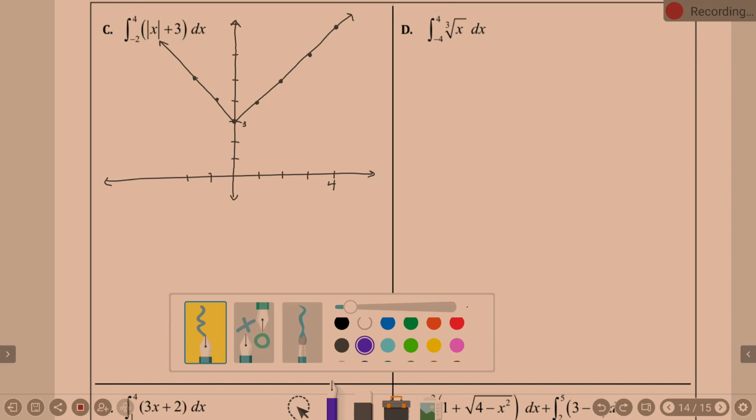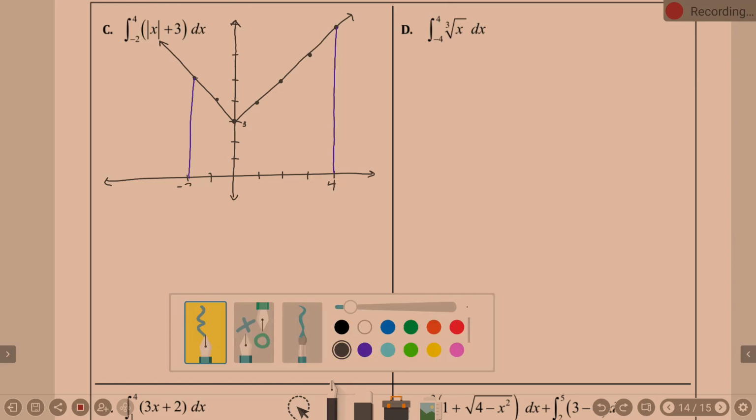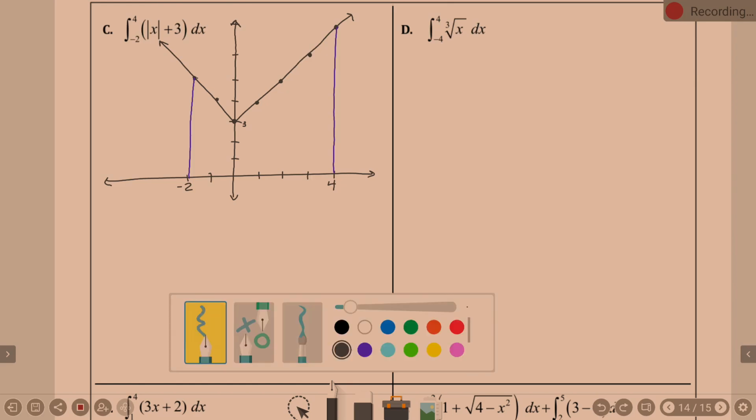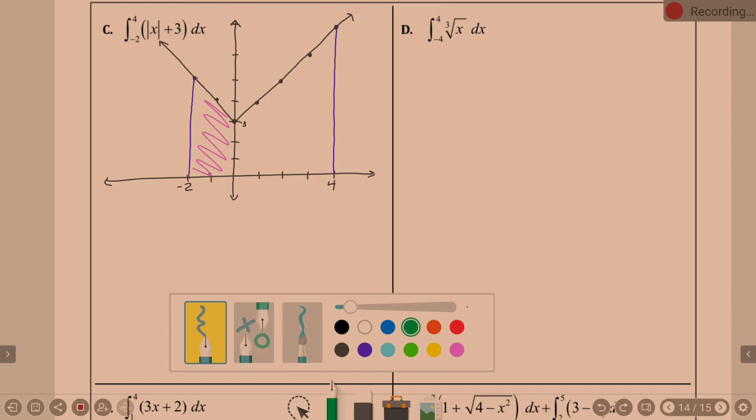And we were going from -2 to 4. What do you see? Two trapezoids? That's what I would see. You've got a trapezoid on the left and a trapezoid on the right to worry about.